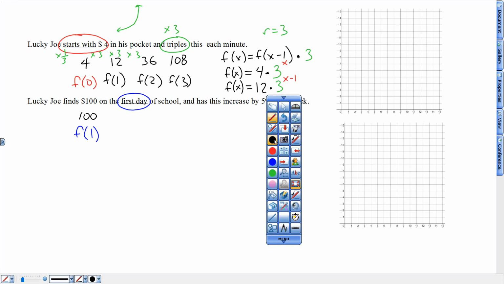So again, this says triples dollars. So this is triples dollars each minute. So I'm going to have you make sure you label your graph. Otherwise, I don't know what that is. Know that those are coordinates. 0, 4 is where my first point is going to be. Next point, 1, 12.